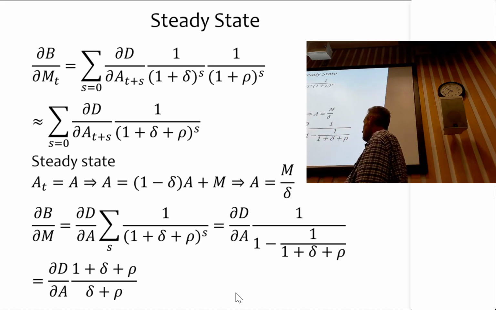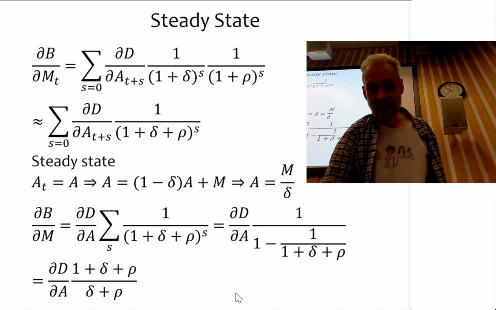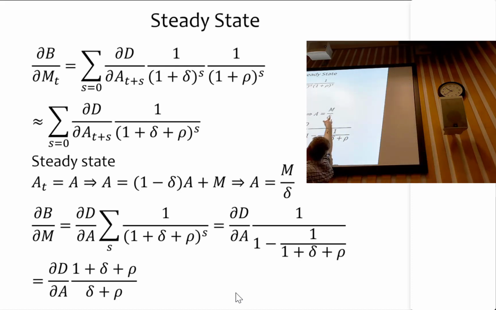Now, you know from your calculus, and my daughter tells me that this is actually GCSE higher maths, that this series here solves as this one here. So now we're rid of those awkward summation signs. This term here can be simplified as this thing here. And we had that A is M over delta, and we can substitute that in here.